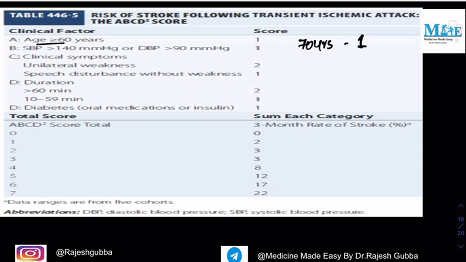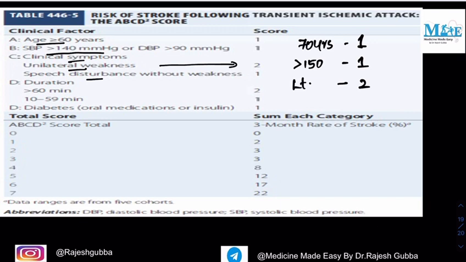And B stands for blood pressure. Systolic blood pressure more than 140 or diastolic blood pressure more than 90. What is the systolic blood pressure of our patient? That is 150. So give a score of 1, right? And C stands for the clinical symptoms, that is unilateral weakness or the speech disturbance. So if there is unilateral weakness, give a score of 2. Our patient is having the unilateral weakness, left side weakness. So give a score of 2, okay?